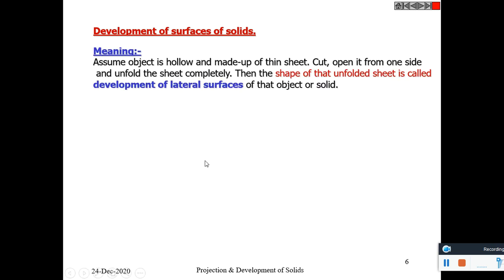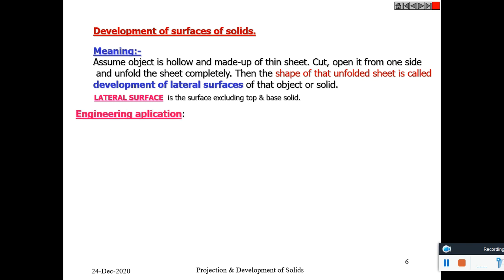Development of surfaces of solids. Assume that the object is hollow and made up of thin sheet. Cut, open it from one side and unfold the sheet completely. Then the shape of that unfolded sheet is called development of the lateral surfaces of that object or solid. Lateral surface means the surface excluding the top and base of the solid.